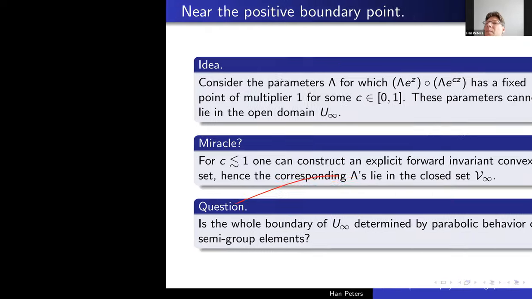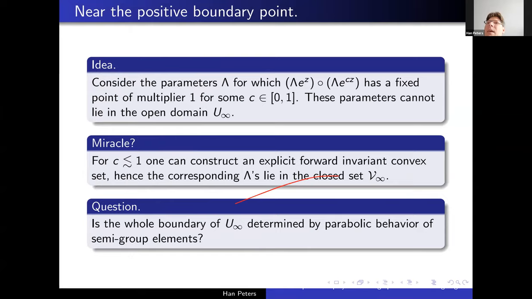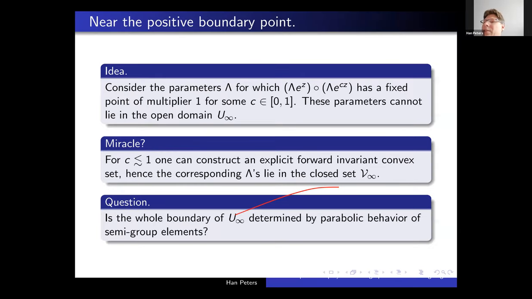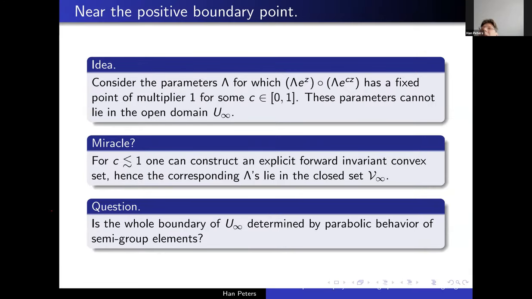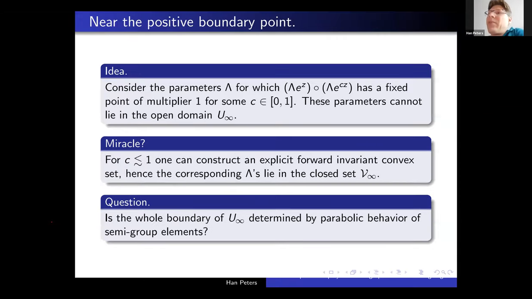Okay. Now, how can you describe exactly the boundary? Well, this is a little bit of a miracle. Let me remove this line. A little bit of a miracle. So the idea is you consider parameters for which this function composition of, this should have been minus. There's a minus missing here, here and here.